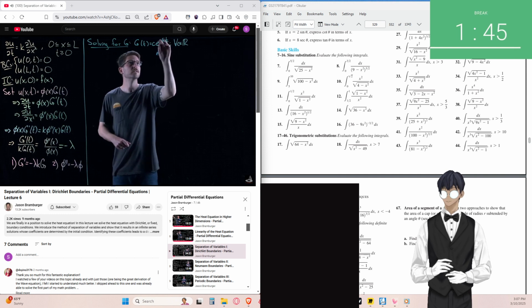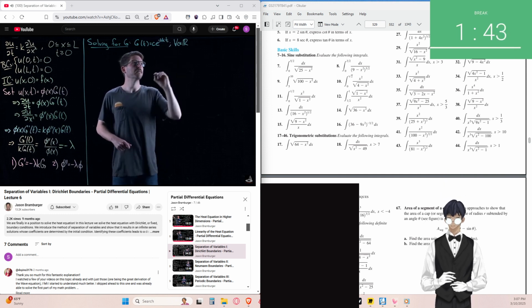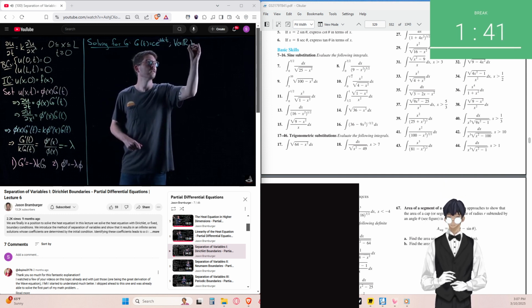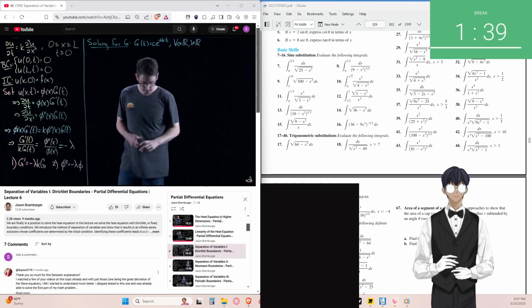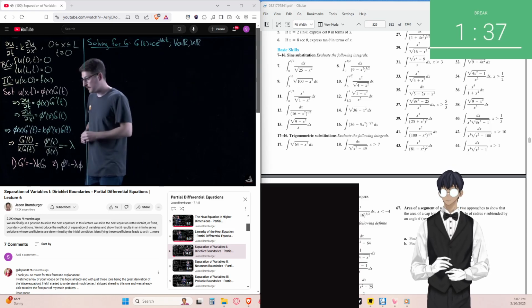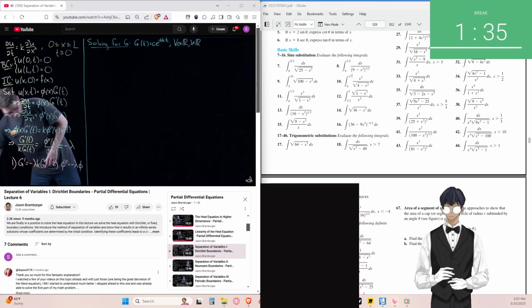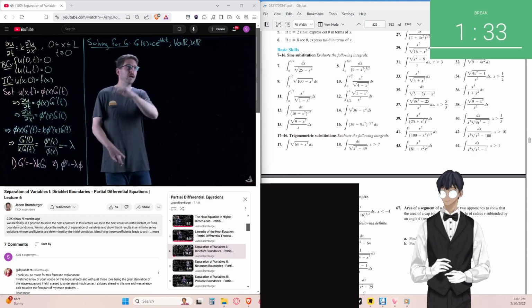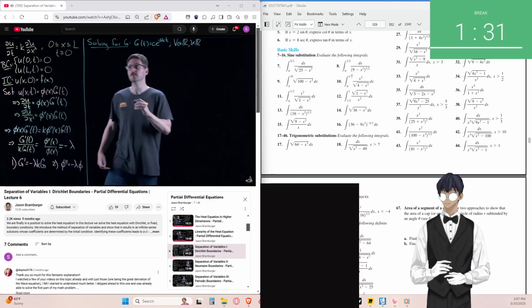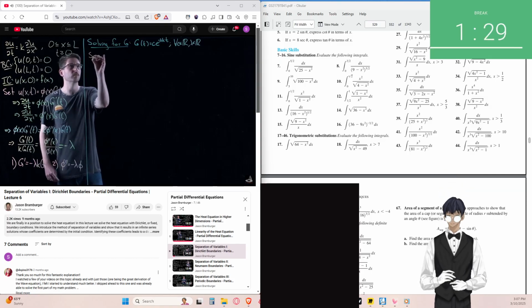Of course. Minus lambda. And lambda in R as well. Actually, it'll work for any lambda in C too. But, okay, that was the easy one. Let's do the hard one, or the more interesting one.